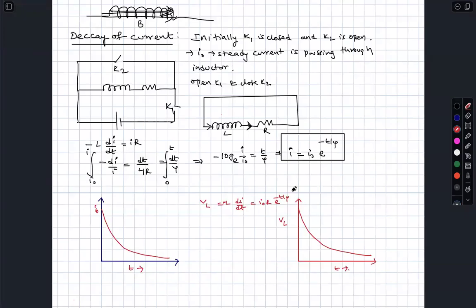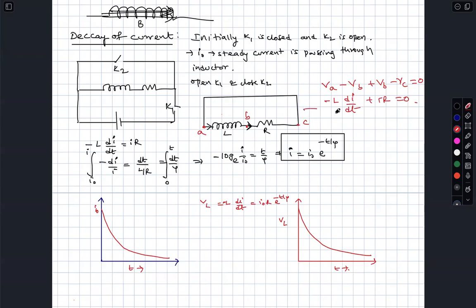Sir, how are the potentials the same? Very simple question. Let's call this A, this B, and this C. VA minus VB plus VB minus VC is equal to 0. Closed path. So minus L di by dt plus IR is equal to 0. That's what I have taken. So whatever the drop across the inductor, it is the same across the resistor. Only the polarity changes. Yes or no?